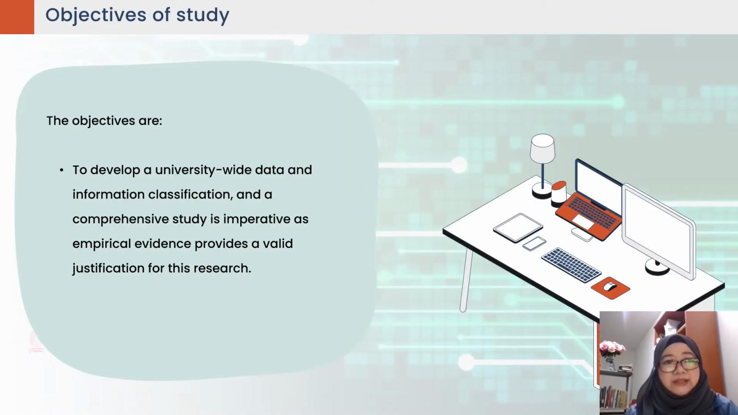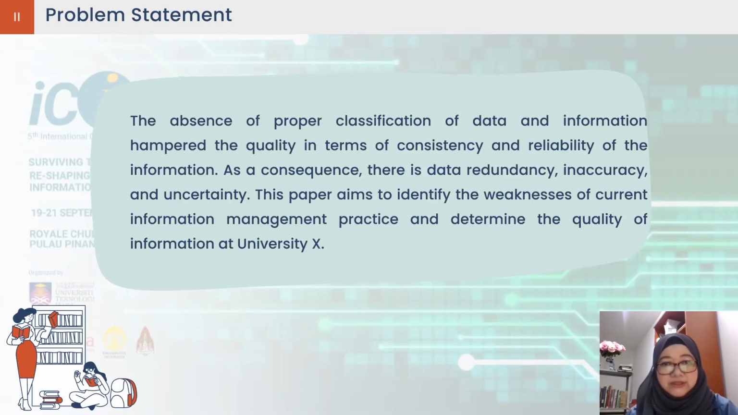The objective of this research is to develop a university-wide data and information classification, and a comprehensive study is imperative as empirical evidence provides a valid justification for this research.